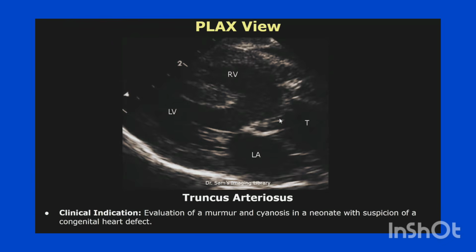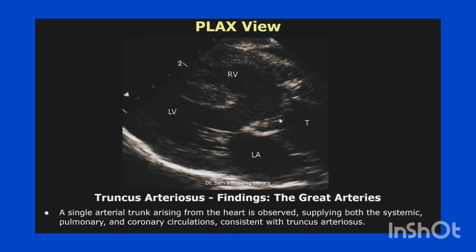This is a case of truncus arteriosus. Clinical indication is evaluation of a murmur and cyanosis in a neonate with suspicion of a congenital heart defect. A single arterial trunk arising from the heart is observed, supplying both the systemic, pulmonary and coronary circulations, consistent with truncus arteriosus.